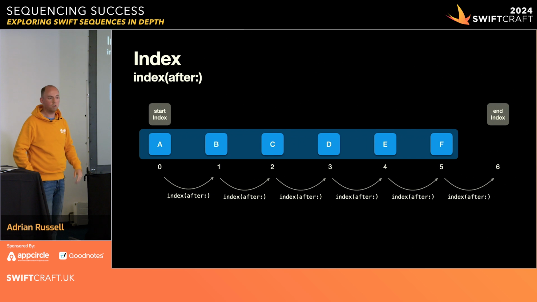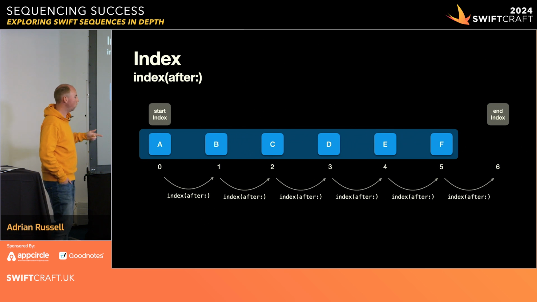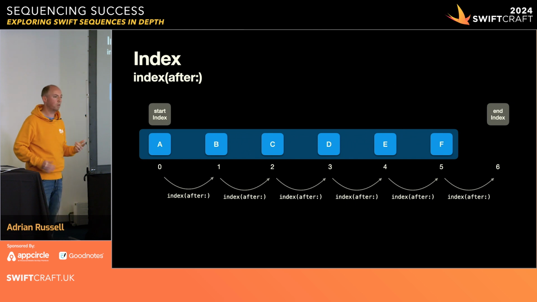And as you can sort of see from this example, this is how an iterator works for collections. Every time you run through iterating, it calls index after to get the next element. It will call index after, and after, and after until it reaches the end index. And that's how indexing works, and why we don't have to specify an iterator for collections. We have a default type called IndexingIterator.